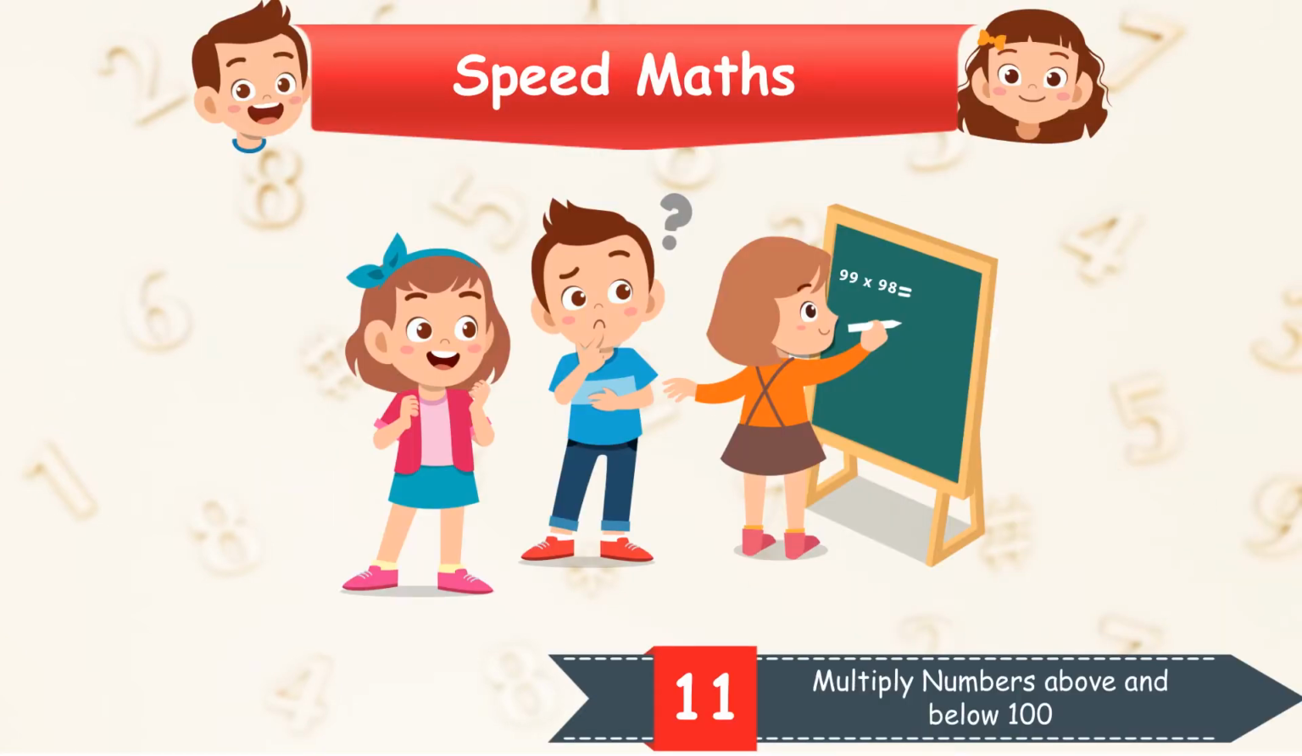We are in episode 11 and in this episode we are going to see how to multiply numbers which are above 100 and which are either below or above 100. This is a continuation of our previous episode where we saw plenty of examples for multiplying numbers below 100. Now, if you are coming to this episode straight from the internet, I would suggest you go through the previous episode to get an idea of what we are discussing about.